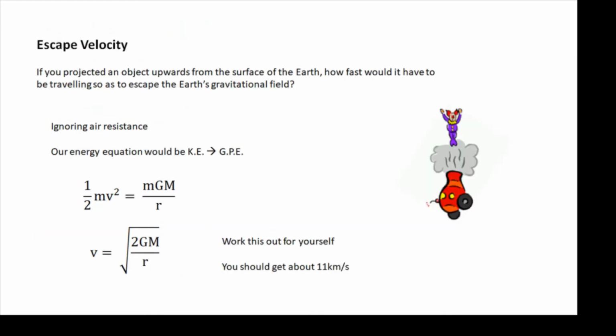What do we mean by the escape velocity of a planet? The escape velocity of a planet or a moon or a large object: if you projected an object upwards from the surface of the Earth, how fast would it have to be traveling so as to escape the Earth's gravitational field? Ignoring air resistance, our energy equation, so kinetic energy goes to GPE, so half mv squared goes to GMm over r, rearranging that for v. Work it out for yourself. Worth remembering, the escape velocity of the Earth is about 11 kilometers per second.